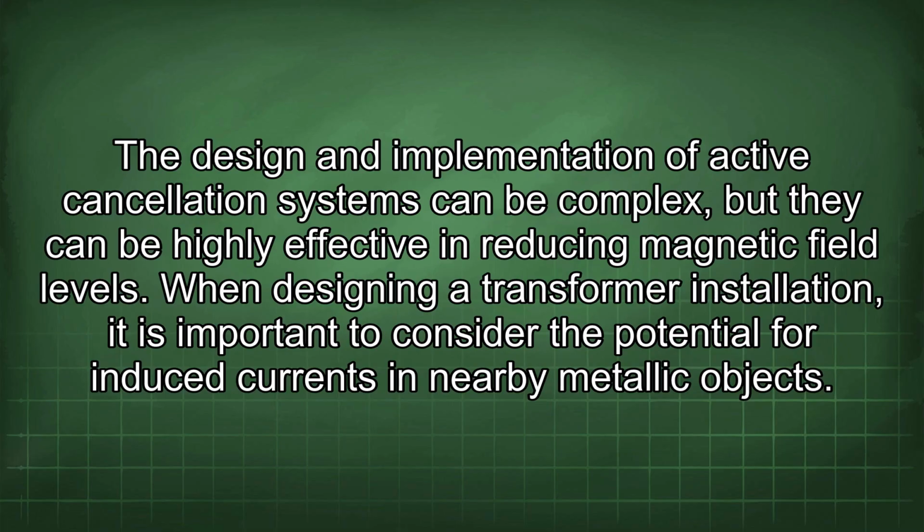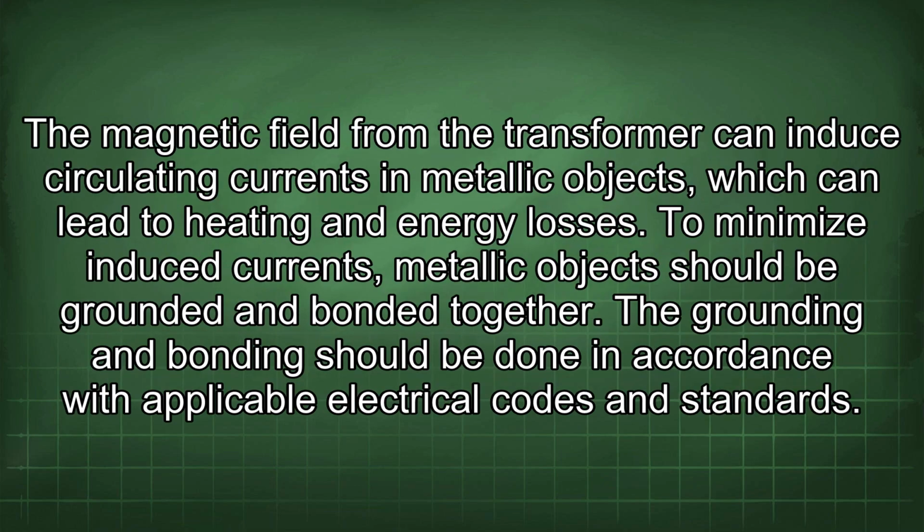The design and implementation of active cancellation systems can be complex, but they can be highly effective in reducing magnetic field levels. When designing a transformer installation, it is important to consider the potential for induced currents in nearby metallic objects. The magnetic field from the transformer can induce circulating currents in metallic objects, which can lead to heating and energy losses. To minimize induced currents, metallic objects should be grounded and bonded together. The grounding and bonding should be done in accordance with applicable electrical codes and standards.